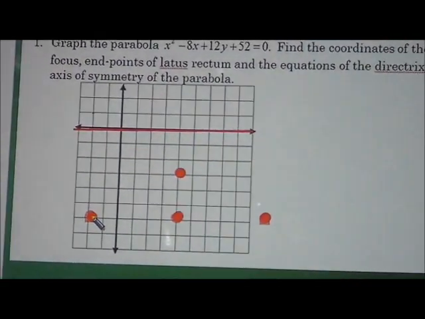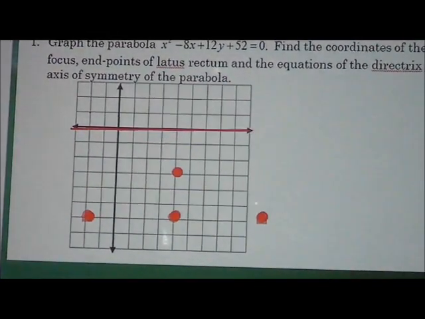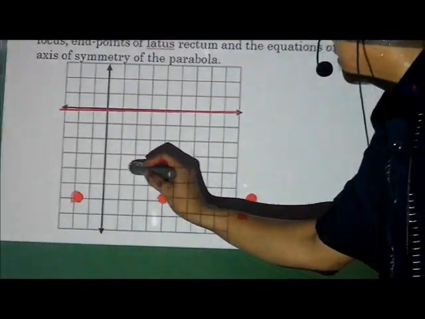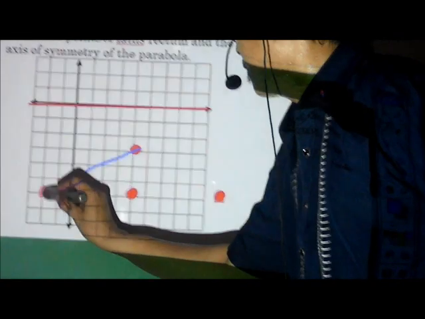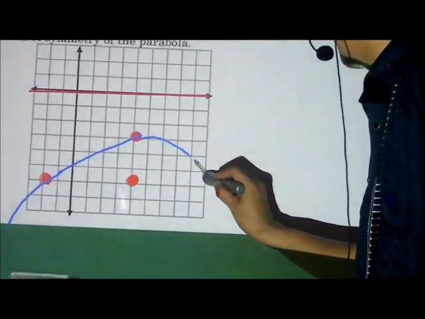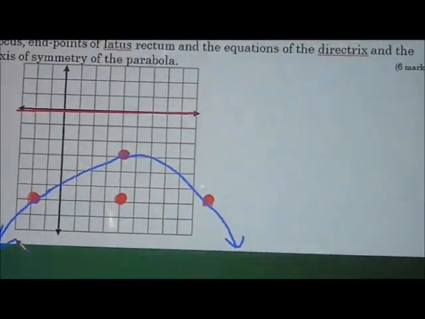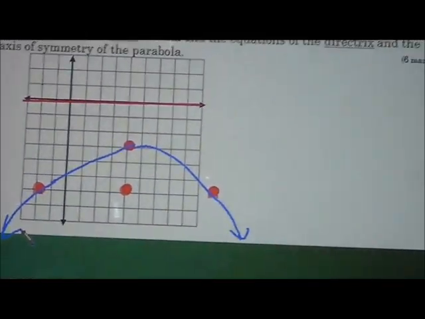What's next? We simply connect the points from the vertex. There is your parabola. Right? Any question? That's 6 points.